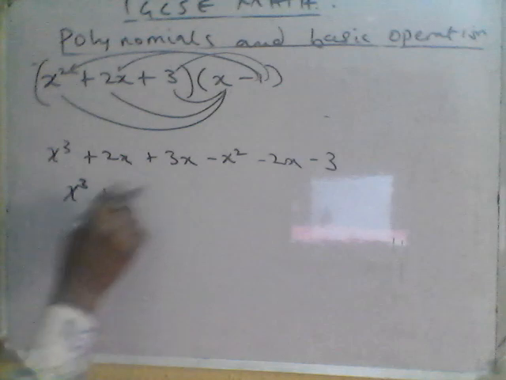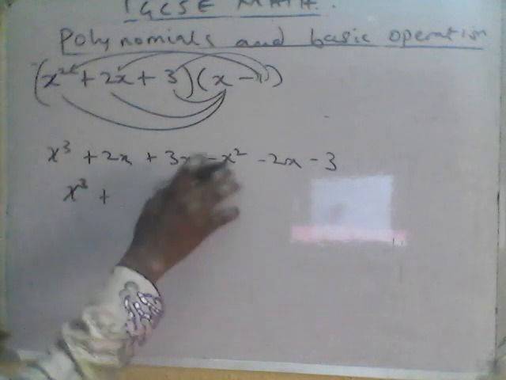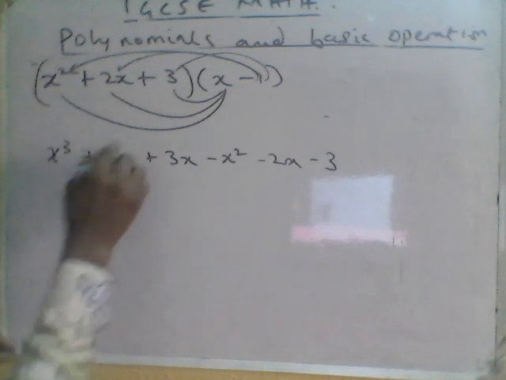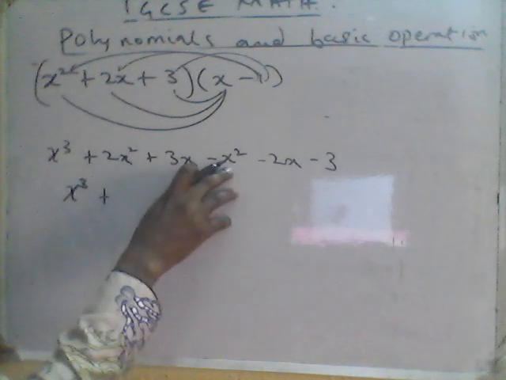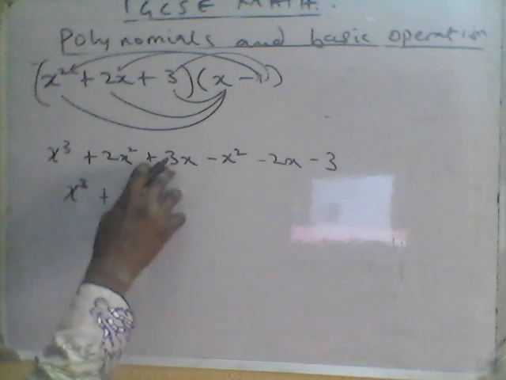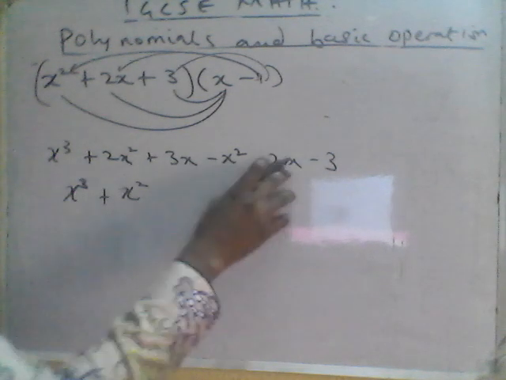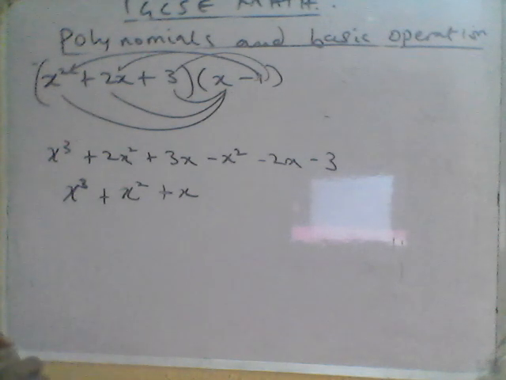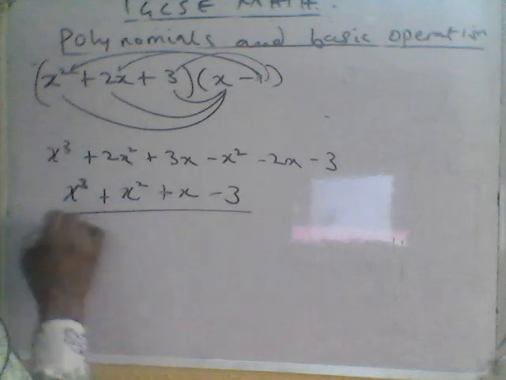plus, okay, the x squares. How many x squared do I have? So I have this only one x squared. This time this is x. Okay, so this 2x squared minus x squared is just x squared. And this and this are like terms. That's 3x and minus 2x. So this and this will give me x. And finally, I have minus 3 standing on its own. So this is the product of these two factors.